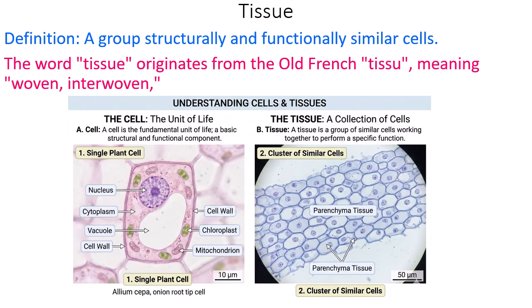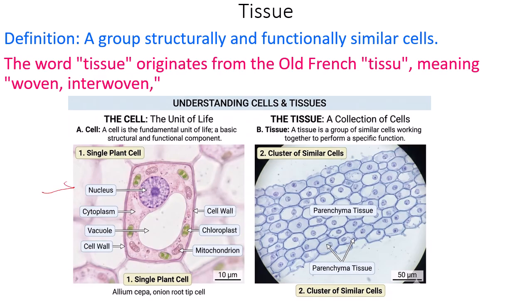To begin with, let us understand tissue. The word tissue has its origin from the French language, simply meaning tissue, and its actual English meaning is woven or interwoven. So tissue simply means a group of structurally and functionally similar cells.